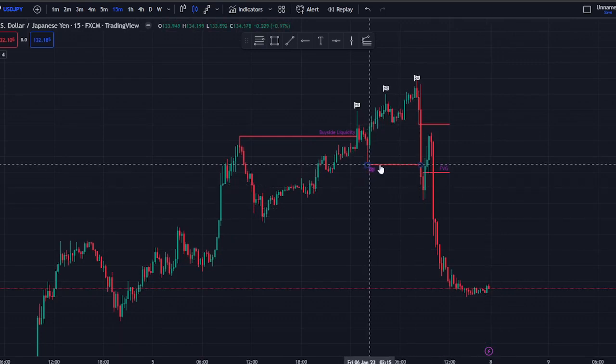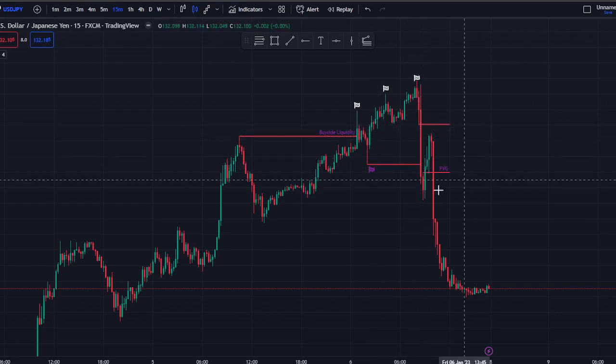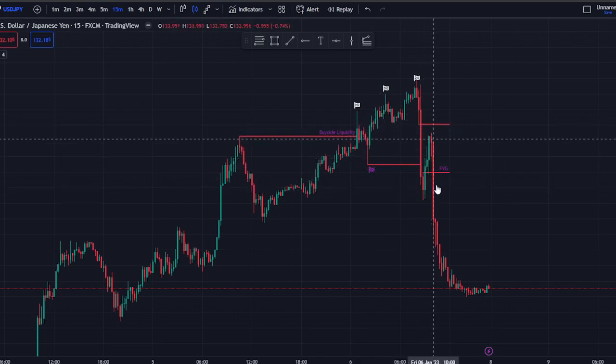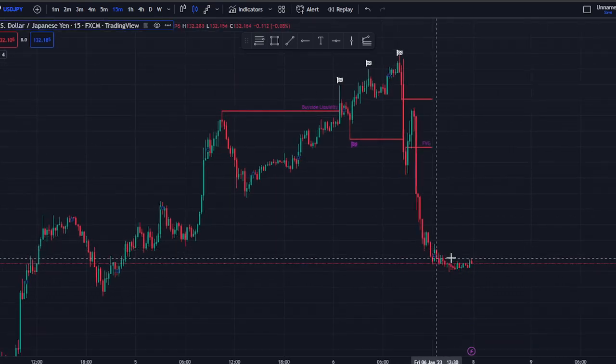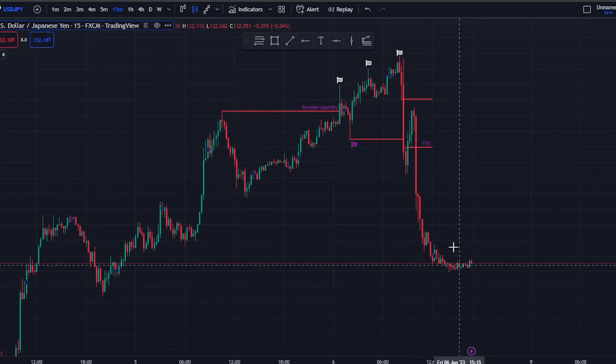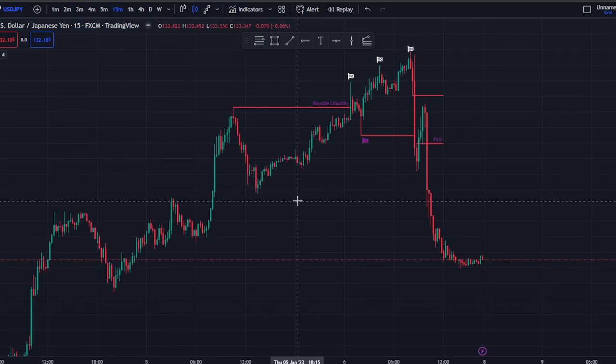So here was a shift in market structure in here. Fair value gap, retraced back into it, and then headed lower. And for the remainder of Friday, we just ranged. So not much went on. But overall, this is the market to be trading, looking for shorts, and I'll be actually trying to trade it. And I'll try to record my trades in these markets, and I'll upload it on the YouTube channel.